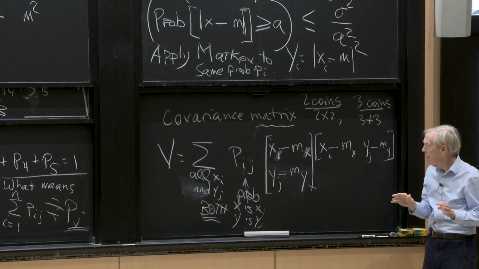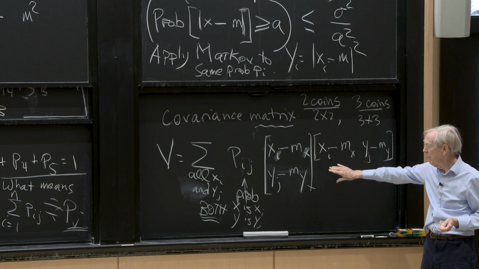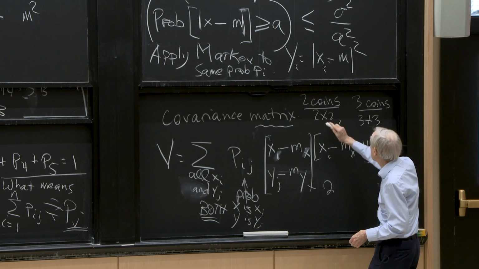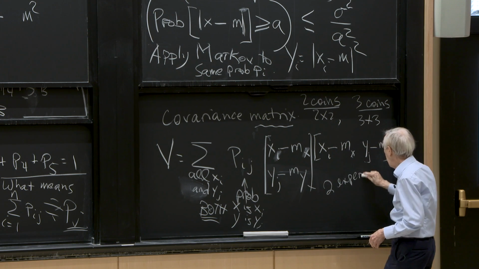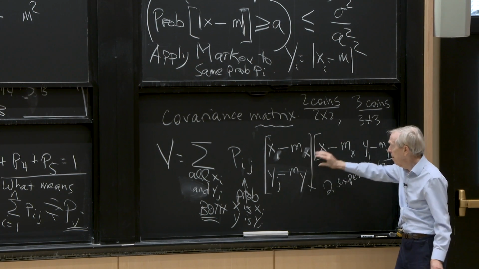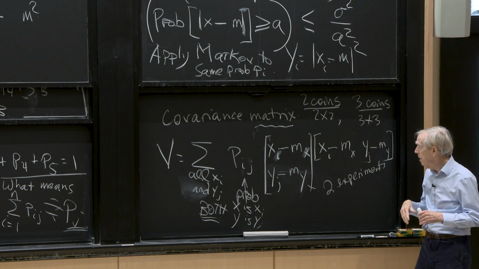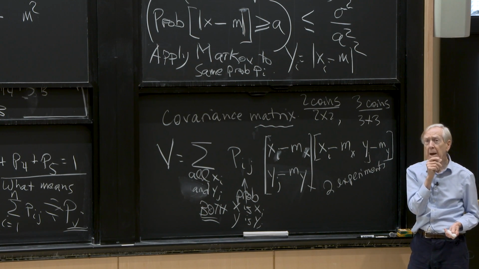So can you look at this formula? So this is with two experiments, two coins, two experiments. I get a 2 by 2 matrix. Everybody sees that, a column times a row, 2 by 2 matrix. And let's just see what would be the 1-1 entry in that matrix.